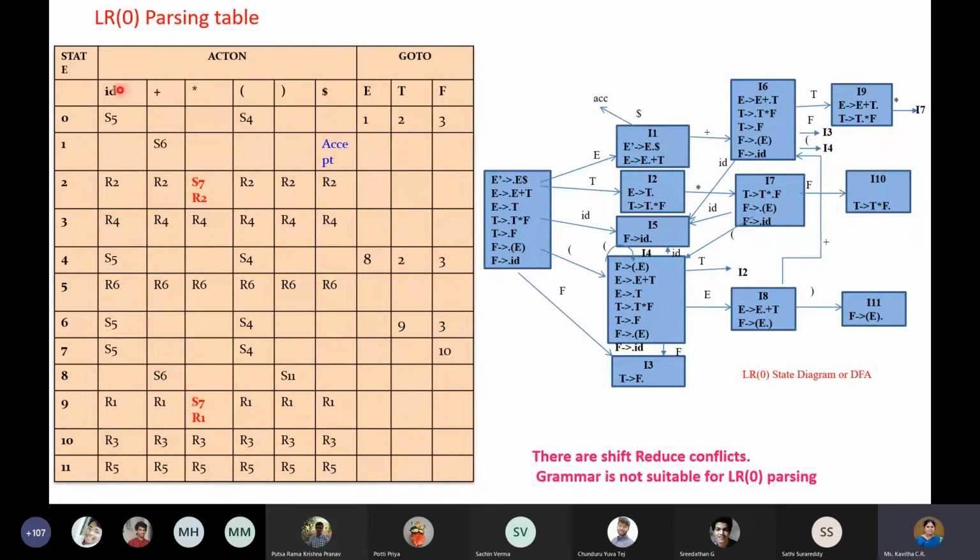You can have all the terminal symbols, and you have to list even the dollar symbol also. Dollar symbol, all the terminal symbols you list first, and then you can list all the non-terminals. And E dash is not listed because it is not of much use for us. Anyway, E dash is only the augmented grammar rule. That's why E dash is not listed. You don't have to list that, whereas other non-terminals should be listed.